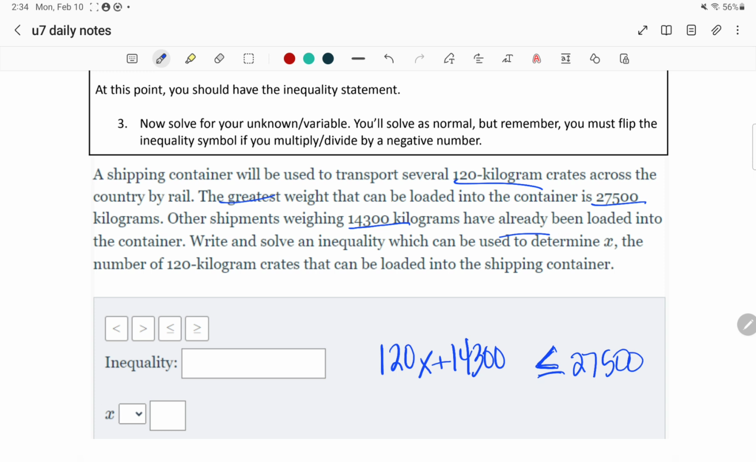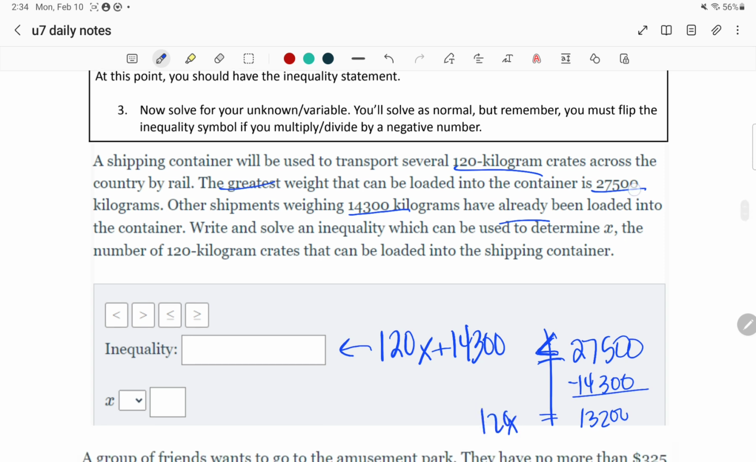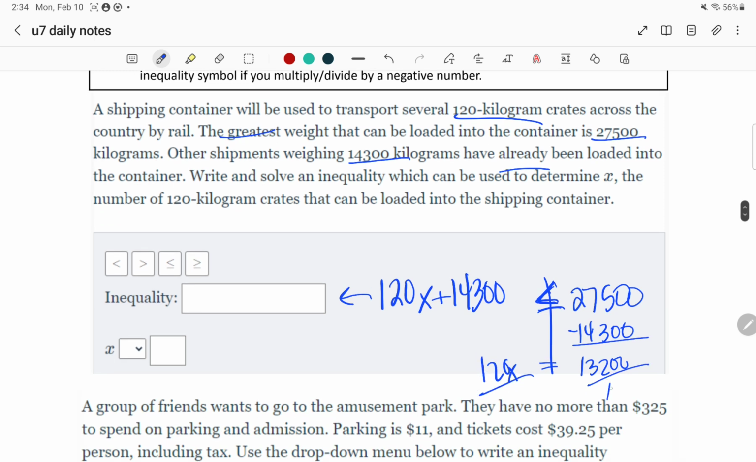Once I have this, I put it in my big box, and then I solve. So I'm going to subtract 14,300, and I get 13,200 equals 120x. I divide by 120 on both sides, and I get x is less than or equal to 110.